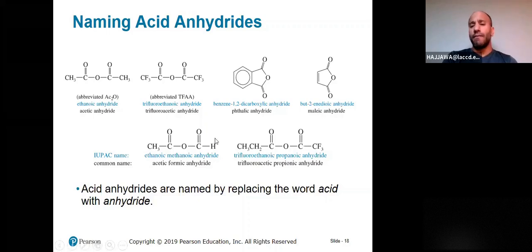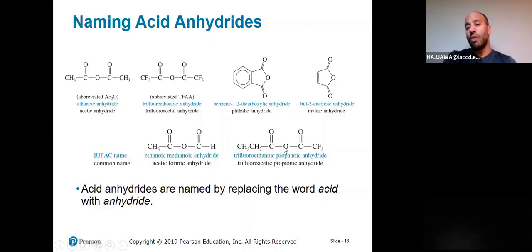What if I have the anhydride unsymmetrical? Here's an example. So I have basically an oxygen of the anhydride separating an ethanoic from a methanoic. Then I will go alphabetical. The first alkanoic term of the alphabet will show up first. So in this case it will be ethanoic methanoic anhydride. Here's another example.